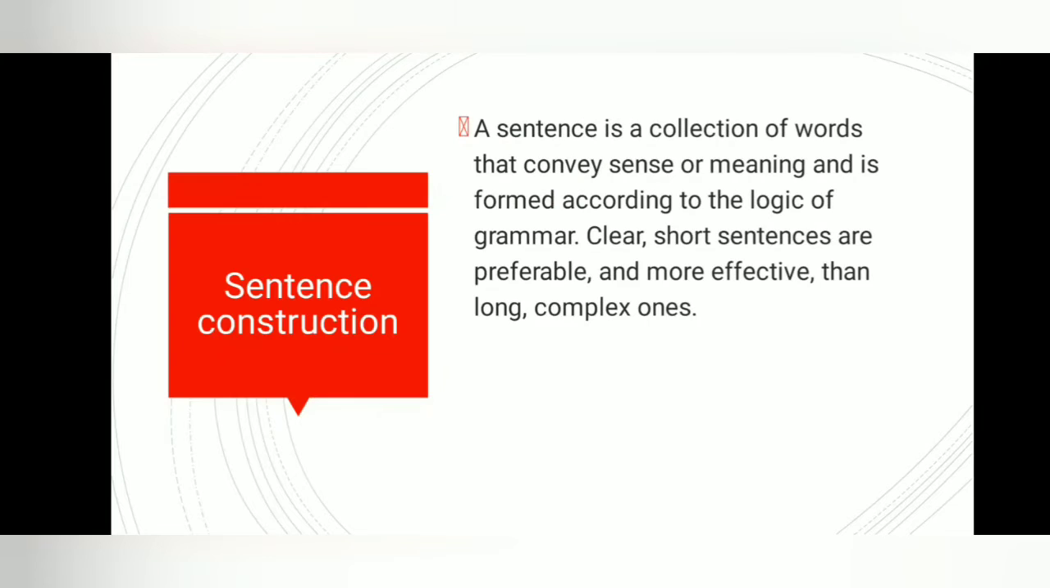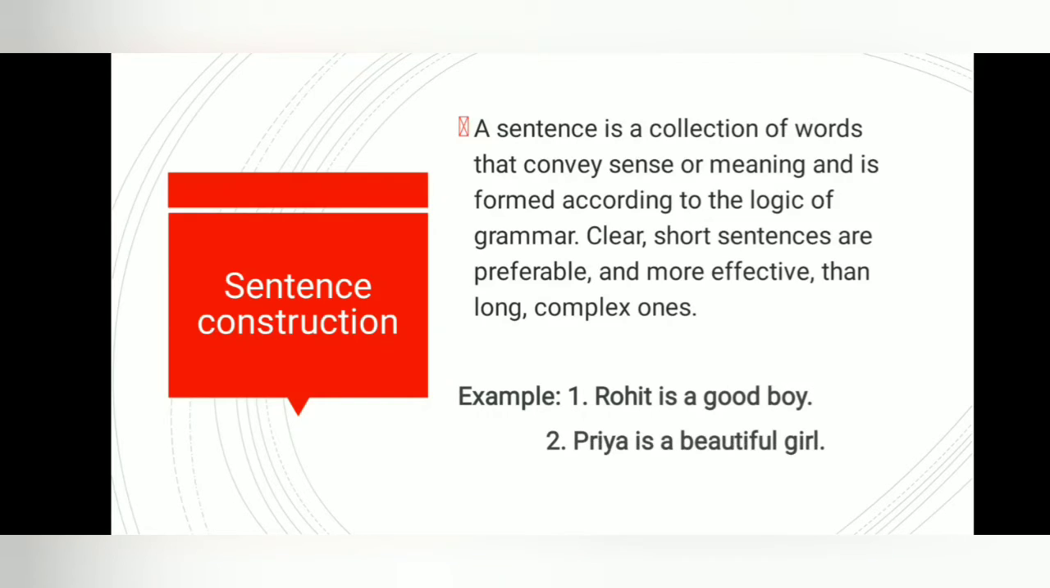Sentence construction. A sentence is a collection of words that convey sense or meaning and is formed according to the logic of grammar. Clear, short sentences are preferable and more effective than long, complex ones. Example. Number 1. Rohit is a good boy. Number 2. Priya is a beautiful girl.